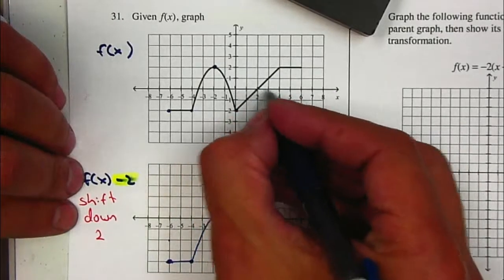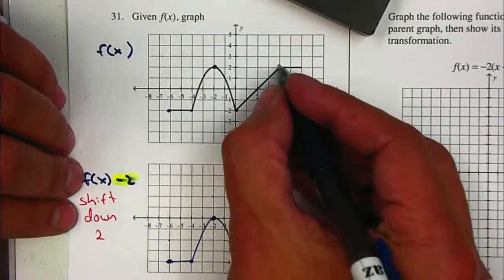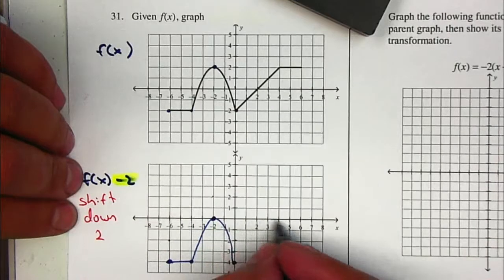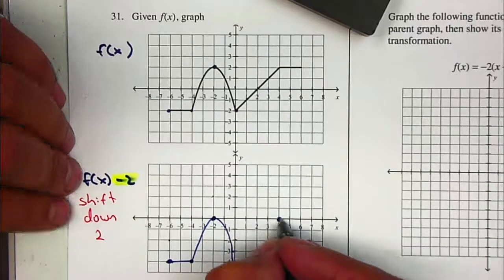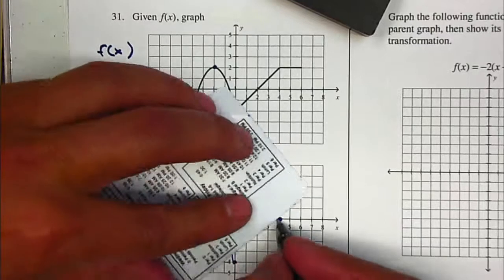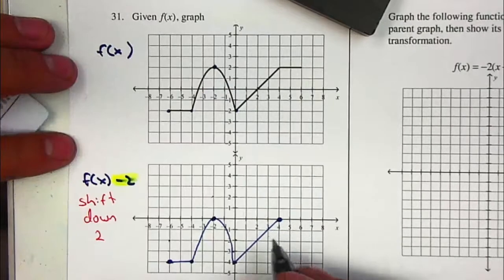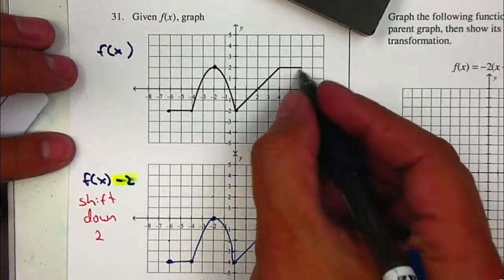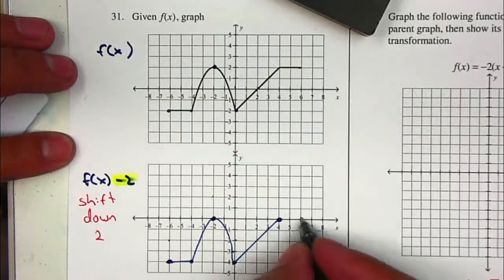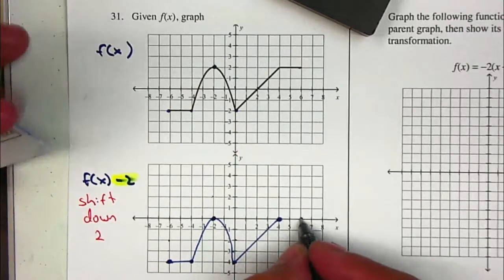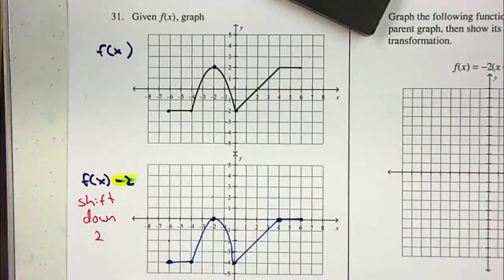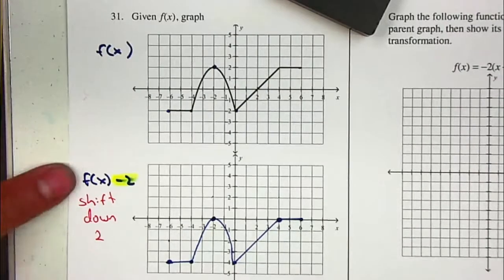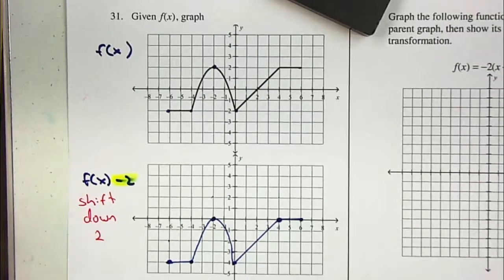At 4, it's here, and then I shift it down 2. So that's this line right here. And at 6, it's here, and then we're going to bring it down. So we basically just shifted the entire graph down 2.